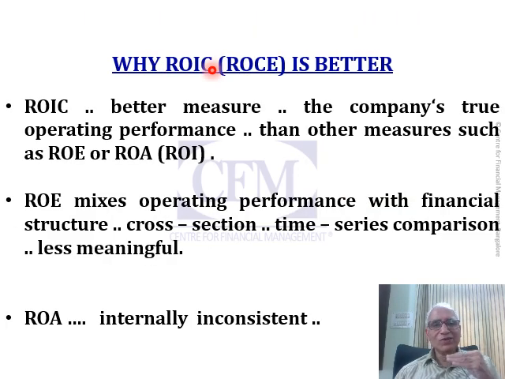I mentioned that return on capital employed or return on invested capital is perhaps the best measure of rate of return. Why? Return on invested capital is a better measure of a company's true operating performance compared to measures such as return on equity or return on assets. Return on equity mixes operating performance with financial structure. It cannot be used for cross-section and time series comparisons when financial structures tend to change over time. Return on assets, as we have seen, is internally inconsistent.